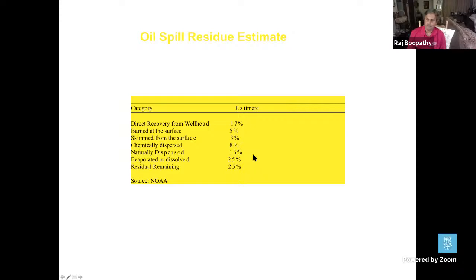16% is naturally dispersed because of wave action. 85% is either evaporated or dissolved in the ocean. But we still have this 25% oil in the coastal bottom. So every time there's a big hurricane or big wave action, this oil can come back. So this is what they're worried about. This 25% is going to have a chronic effect on the ecosystem.